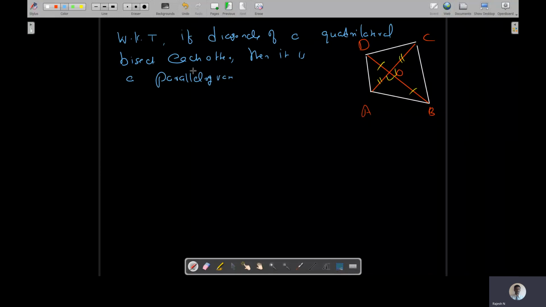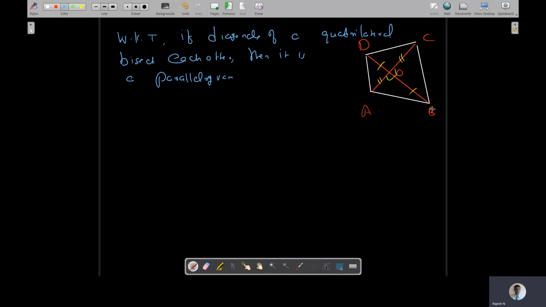Diagonals of a quadrilateral bisect each other, then it is a parallelogram. Now it is a parallelogram. Now you have to show that it is a rhombus. What is the additional condition that makes a parallelogram a rhombus? If a parallelogram is to be a rhombus, then all sides should be equal. You have to show that all sides are equal.